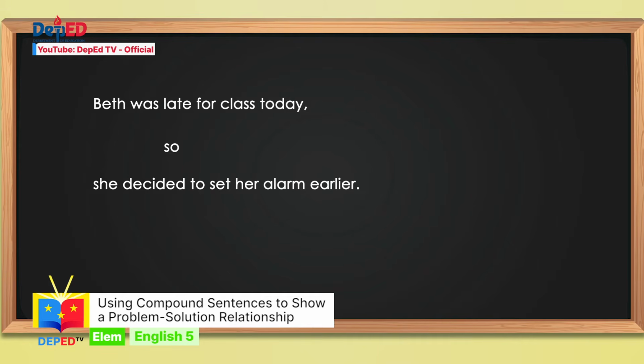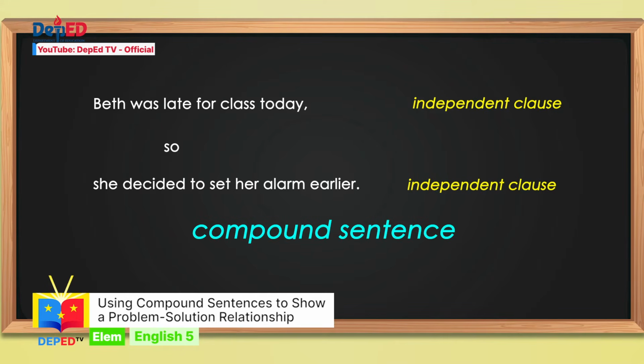Have you noticed that both parts impart a complete thought? The first part says what happened to Beth, and the second part tells what she did so that she would not be late anymore. From there, we could say that both parts are independent clauses and the sentence is a compound sentence. Was that a bit fast for you?